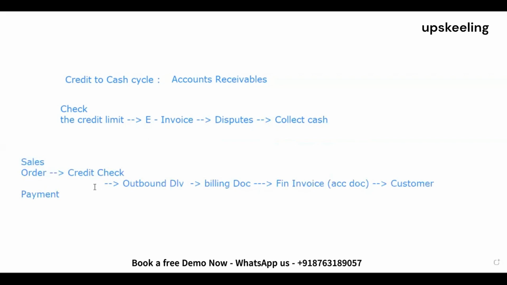So what happened? I'm getting this credit limit check into the picture. After this billing invoice, now what have I created? I have created a financial invoice. But before that, there will be some disputes, right? Here, the disputes will be checked. Only after that will you punch the bill to the customer.